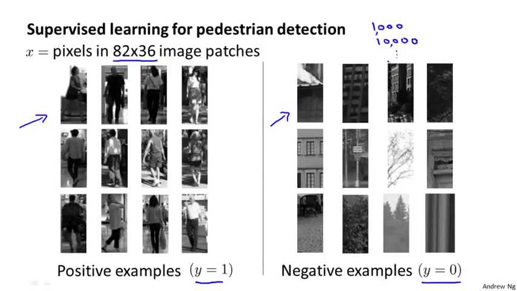What you can do is then train a neural network or some other learning algorithm to take as input an image patch of dimension 82 by 36 and to classify that image patch as either containing a pedestrian or not. So this gives you a way of applying supervised learning in order to take an image patch and determine whether or not a pedestrian appears in that image patch.